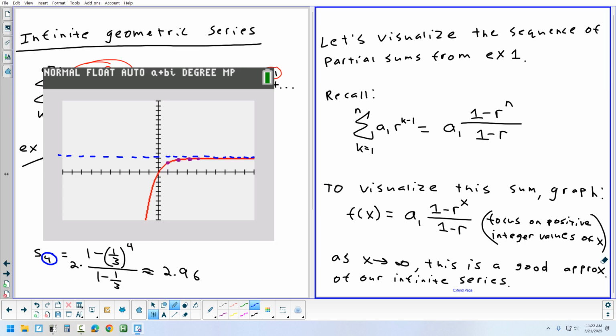Okay, so any question on how that picture is showing you that the answer to adding up infinitely many terms in the sequence I just wrote down is 3?